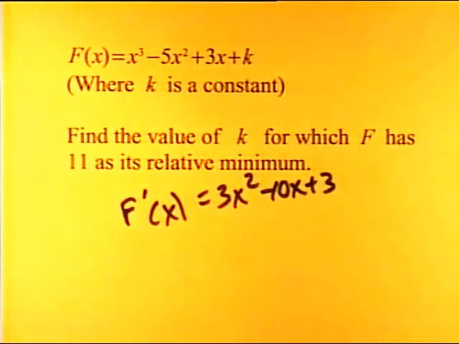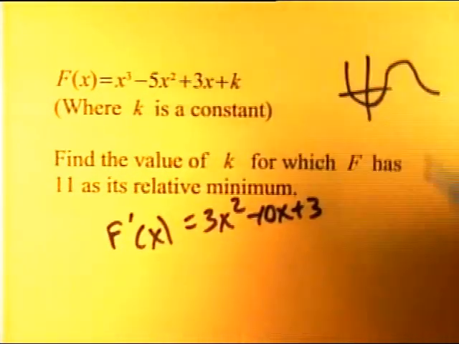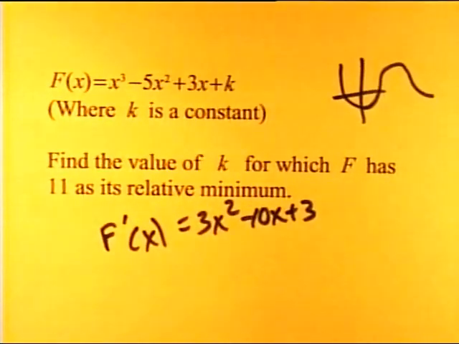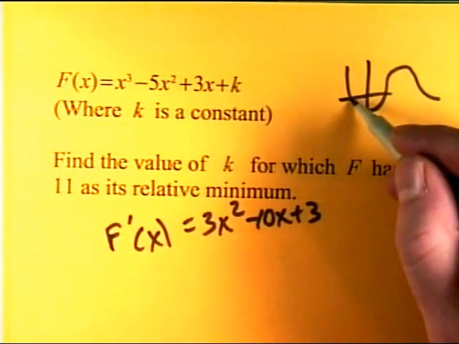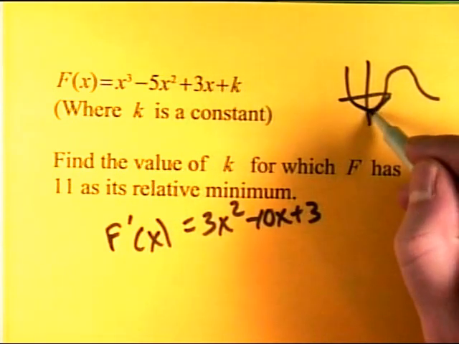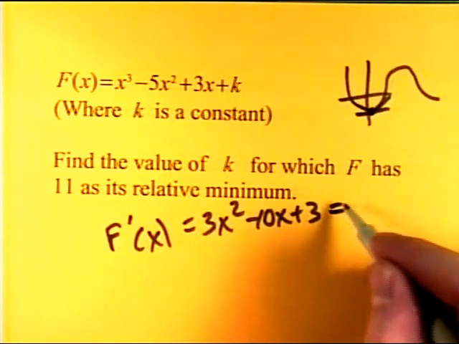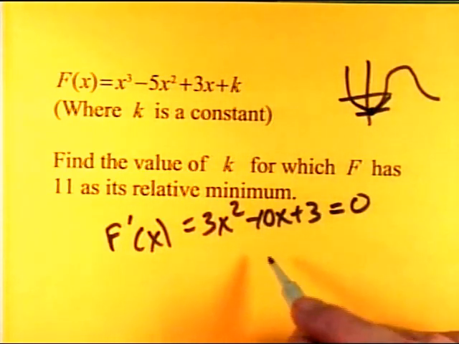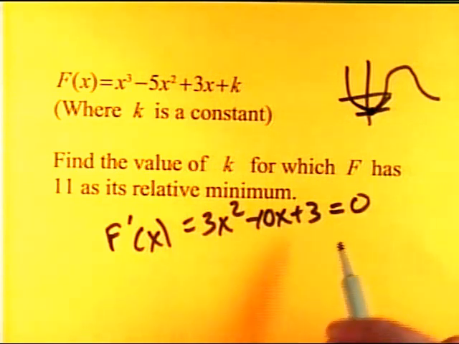Let me ask you something. If the function has a relative minimum, what's happening when there's a relative minimum? What do we know about the derivative? The derivative is going from negative to positive. The derivative changes from negative to positive, but what is happening at the exact point? It's zero. So we want to find when the derivative is zero. All right. So how do we do this?